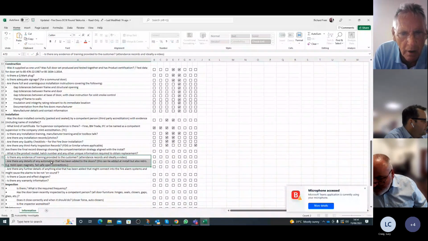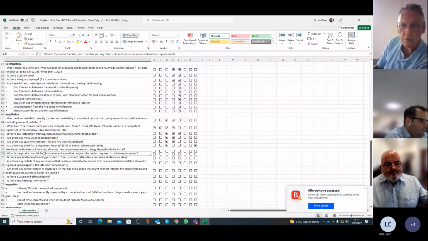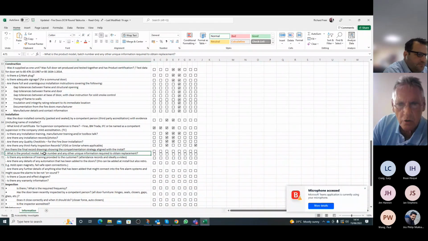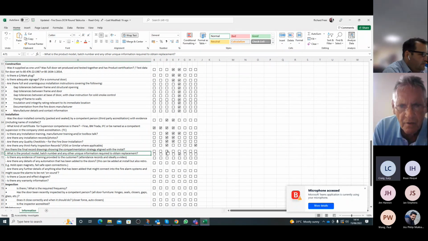Okay, sorry. Right, what is the project model, batch number, etc., unique information to obtain replacement? Who will be responsible for that? Manufacturer. And the main contractor manages the O&Ms as well. The manufacturer and main contractor. Okay, and the one above that we've just rewritten, who's responsible for that then? Final record drawing. Well, it's a combination of the designer and the main contractor and the installer, to make sure that they've all aligned.